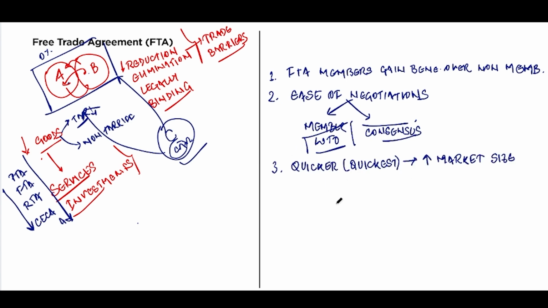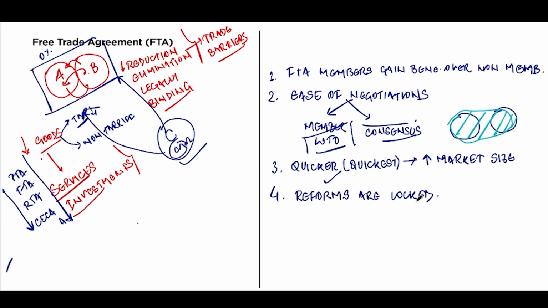It is the quickest way, a quicker way, to increase the market size. A acting on its own had this much market. B, or the economy of B acting alone, had only this much market. By waiving off the import and export duties on exports from each other, basically both A and B have doubled their economy. The larger the economy, the larger is the scope of development or economic growth.